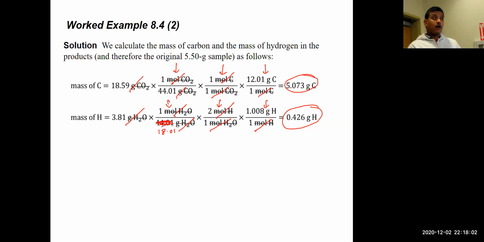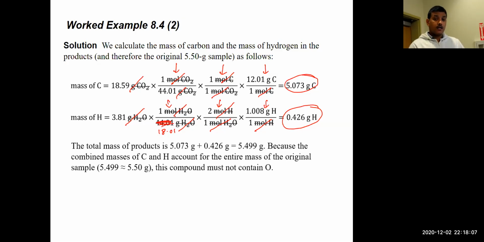Now to identify how much mass of oxygen is present in that formula, you subtract masses of carbon and hydrogen from the given mass, which happens to be exactly the same, 5.5 grams, and it already sums up to 5.499 grams, which means there is no oxygen in that given chemical formula. So apparently benzene just has carbons and hydrogens, and we don't know what the ratio is. On the next slide, I have the answer waiting for you. Let me pause the video and you can check.